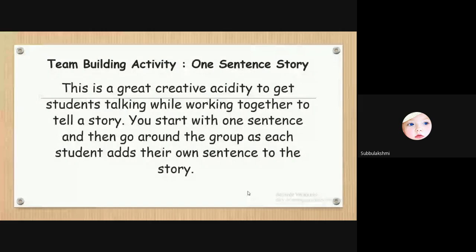Next is one sentence story. This activity is to make the students talk. We can go around the group, and every student can add a sentence so that the story continues, and towards the end one student can recite the whole story. This will be a very interesting activity.